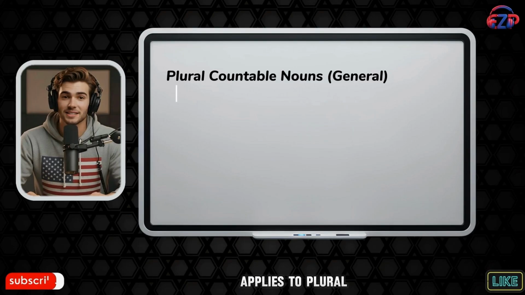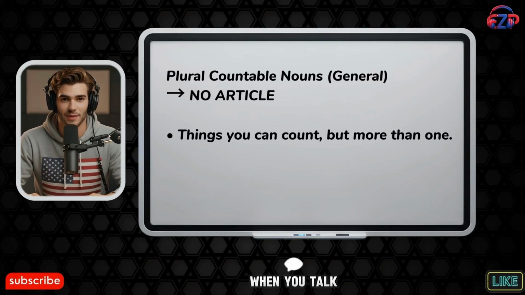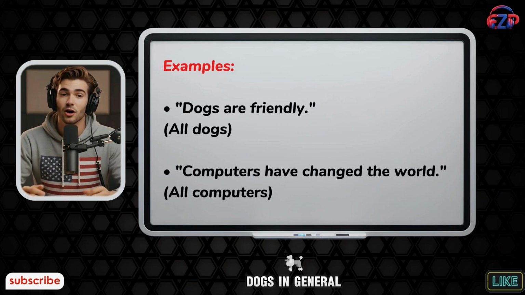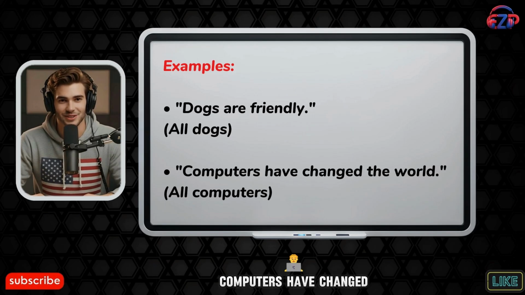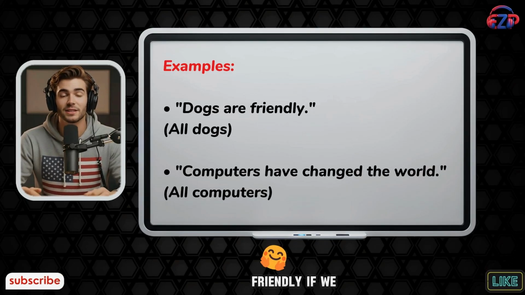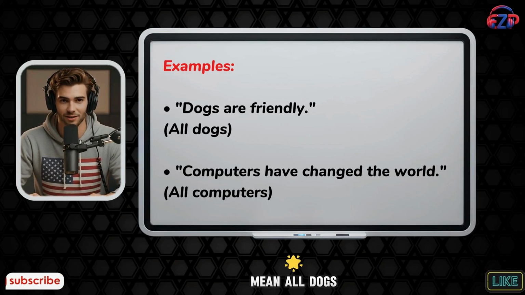The same rule applies to plural countable nouns when you talk about them in general. For example, dogs are friendly. Dogs in general. All dogs. Computers have changed the world. Computers in general. We don't say "the dogs are friendly" if we mean all dogs.